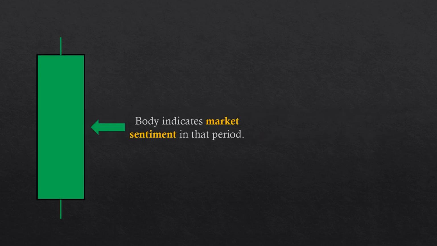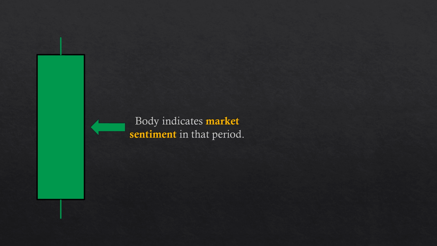The candle body indicates the overall sentiment of the candle in question. The quality of the candle, meaning whether it is bullish or bearish, is as important as the size of the body. A larger bullish body implies a stronger bullish sentiment than a small bullish body.